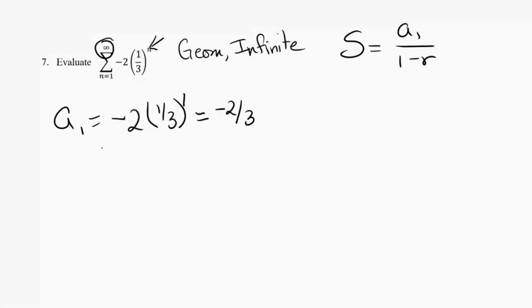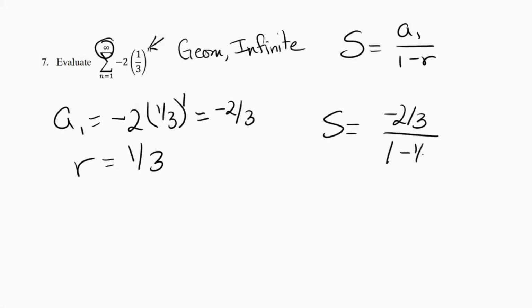Now, you could go in and plug in 2 and end up finding out that that's negative 2/9. But in this case, that base of the exponent is always our ratio. So our ratio is 1/3, which, hey, that's less than 1. That's good. That means that this sum is going to work. That means I'm going to take negative 2/3 and divide it by 1 minus 1/3. Well, 1 minus 1/3 ends up being 2/3.